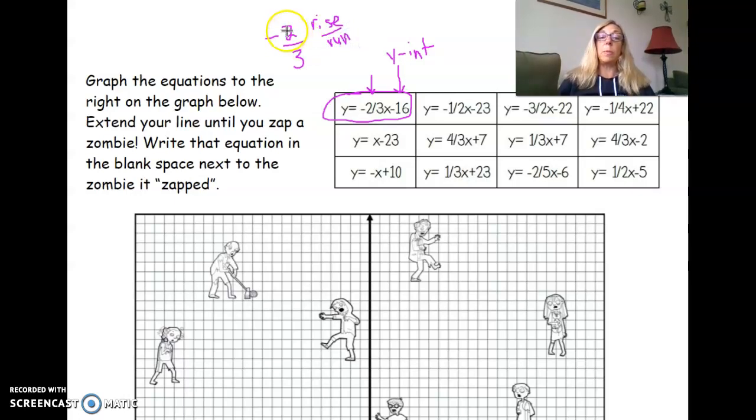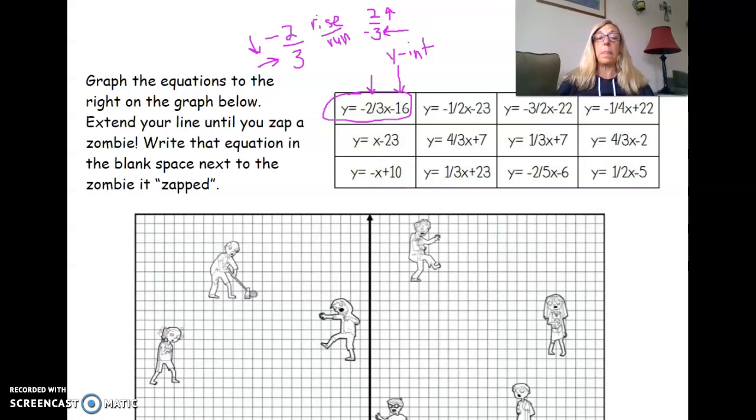In this situation, because it's a negative 2, I'm going to go down 2. Because it's a positive 3, I'm going to run to the right, because it's positive. Remember, you could also write it this way, 2 over negative 3. And that would mean I could also move up 2, but go to the left 3. Both of those mean exactly the same thing, and I'm going to show you that in the graph that I do right now.